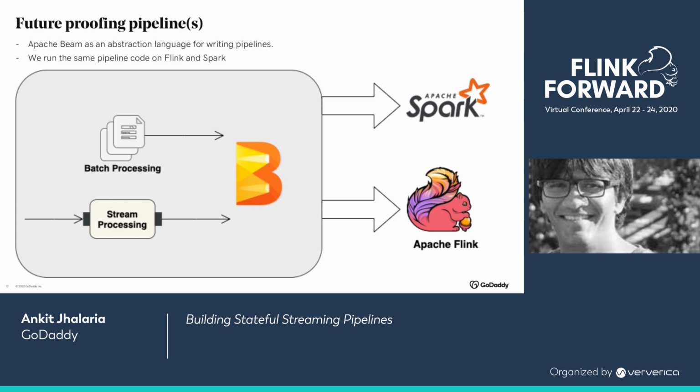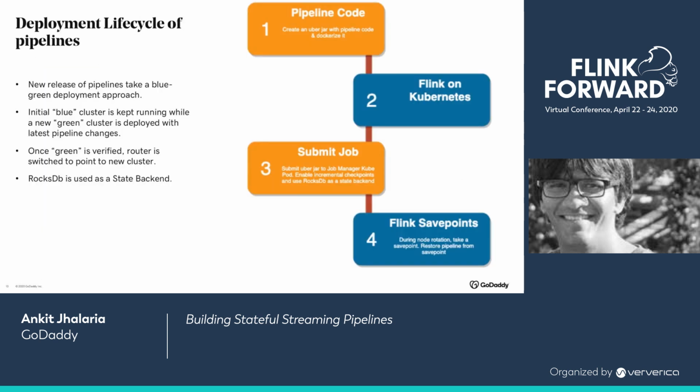And I say almost because it still took a week to do that transition. But if you think about it, we didn't have to write anything from scratch again. We could leverage the same pipeline code that we wrote, and now we can deploy it on AWS with Flink running on Kubernetes. So now, what does a deployment lifecycle look like for us when we are deploying our pipelines?